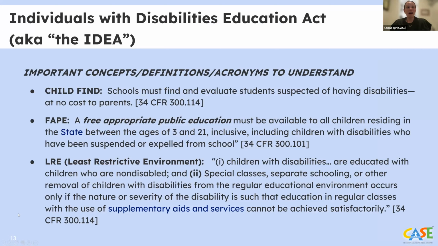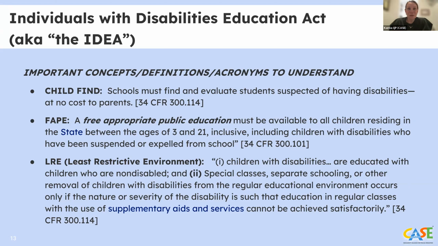So here are the important concepts under the IDEA, that federal special education law. There are 3 concepts, and I just mentioned one of them, FAPE. But the first one, and probably one of the most important, is child find. Schools must find and evaluate students suspected of having disabilities at no cost to their parents. After that quote is a citation, you'll see 34 CFR 300.114. That CFR means it is the federal law. So anytime you see 34 CFR 300 point something, you know we're talking about the federal regulations of the IDEA.